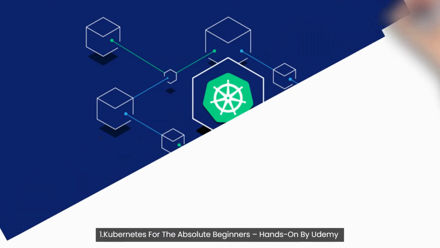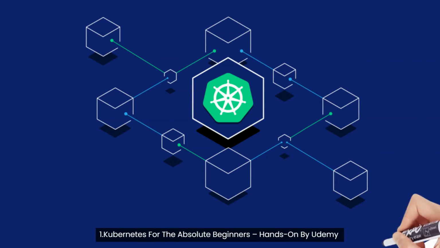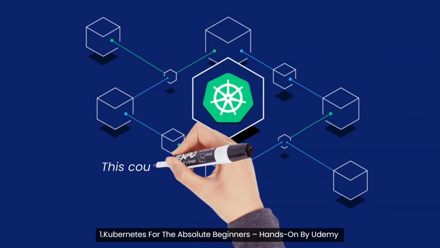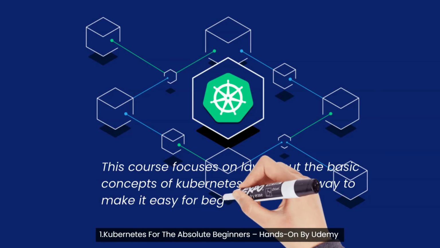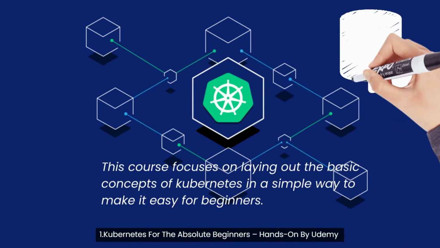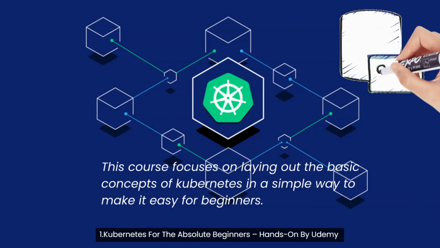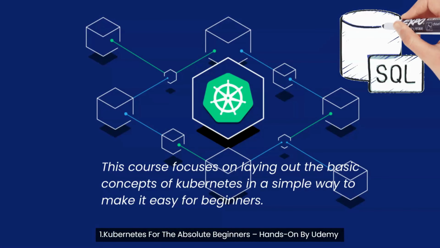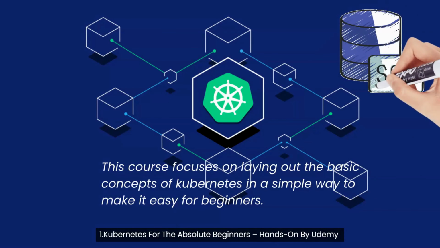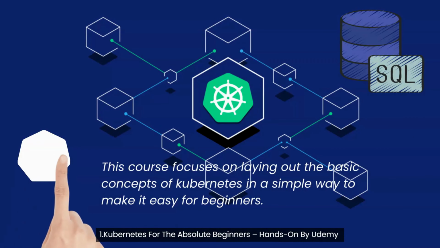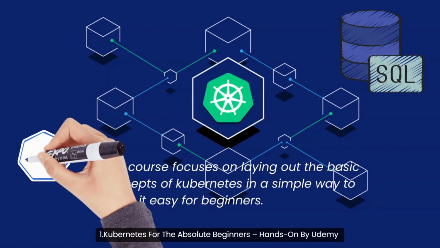First course, Kubernetes for the Absolute Beginners, hands-on, by Udemy. This course focuses on laying out the basic concepts of Kubernetes in a simple way to make it easy for beginners. Topics covered are Kubernetes overview, Kubernetes setup, Kubernetes concepts, YAML, pods, replica sets, deployments, networking in Kubernetes, services, microservices architecture, Kubernetes on cloud, set up multi-node cluster using Kubernetes.